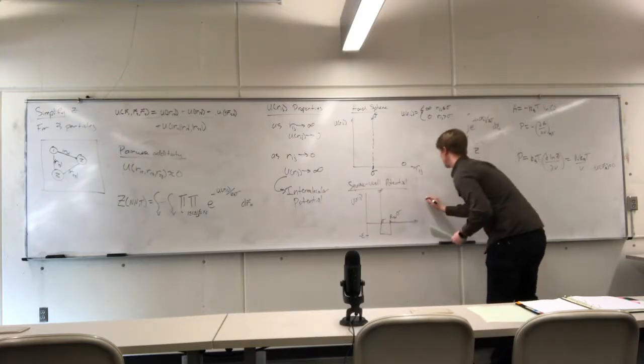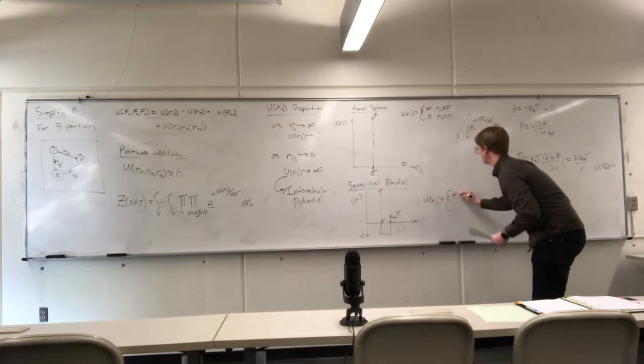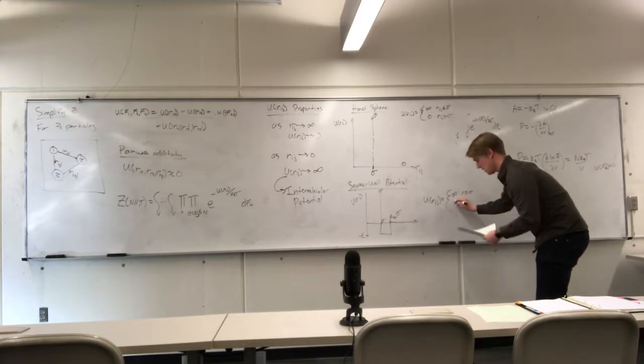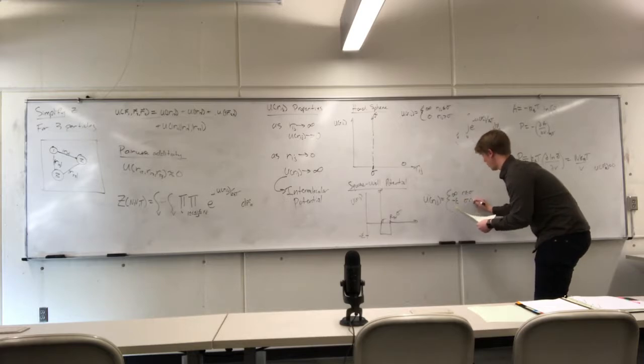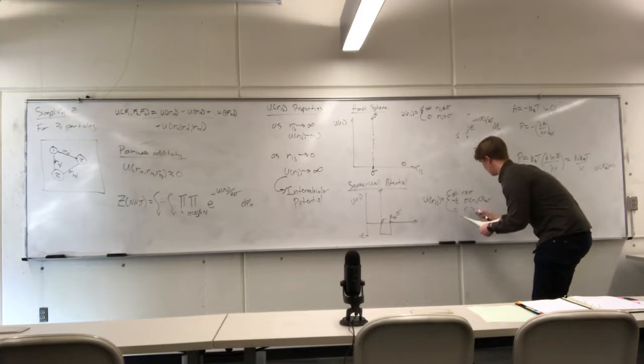So we can write out the potential for the square well potential as a piecewise function as well. In this case, it's going to be infinity so long as R is less than or equal to sigma. It's going to be negative epsilon when you're in the square well region. And then it's going to be 0 beyond some R square well.